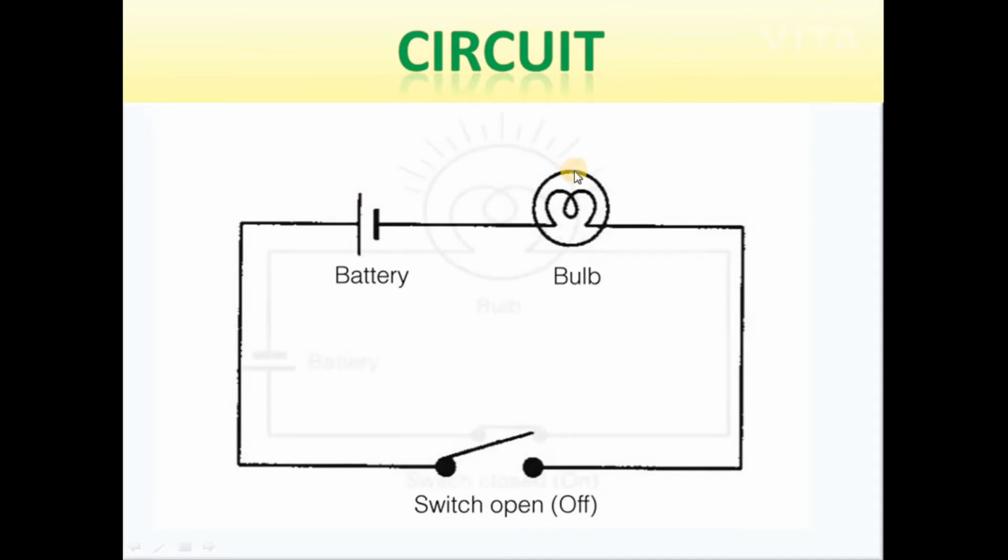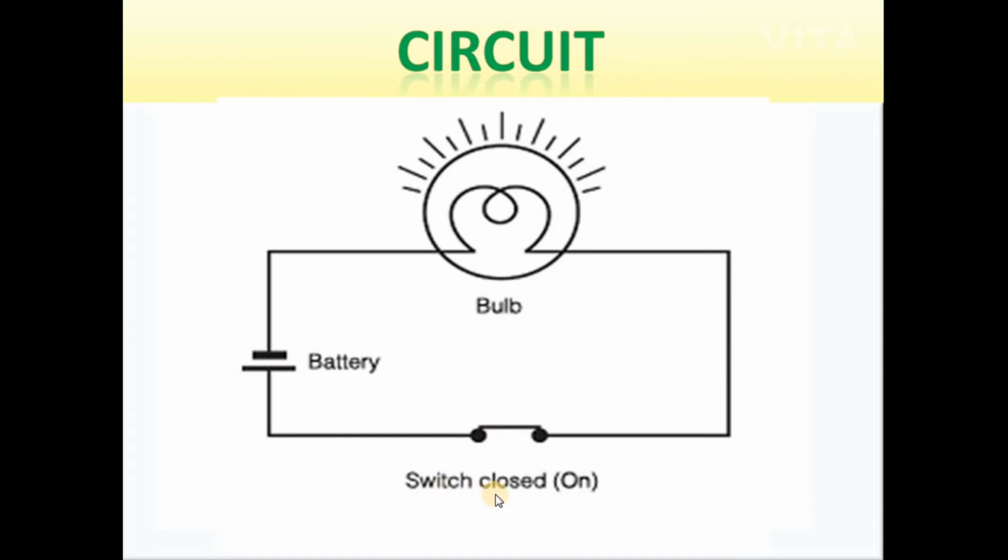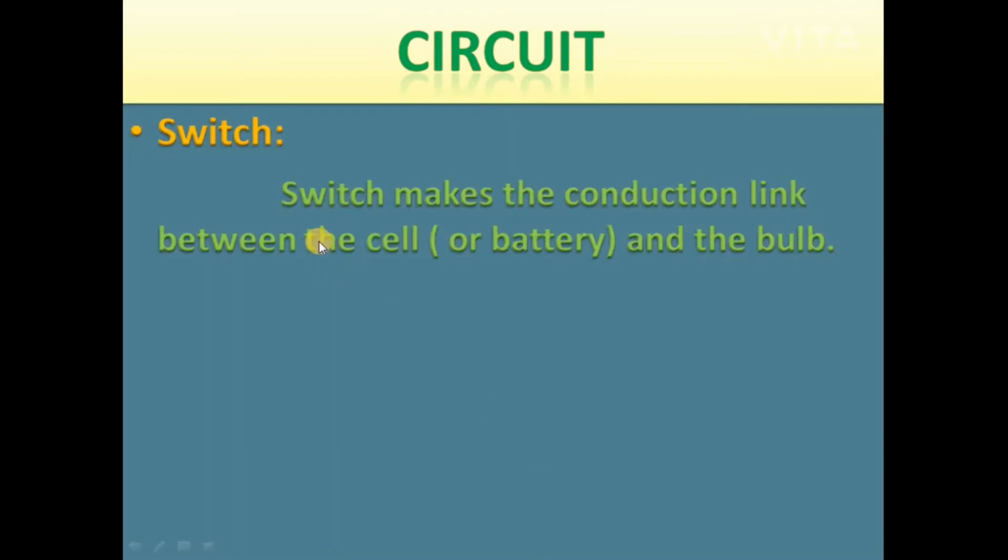Similarly, when the switch is closed, that means the switch is on, the battery and bulb are connected by the switch. Therefore, current flows through this circuit and the bulb starts to glow. Then what is the function of a switch? That we will see.